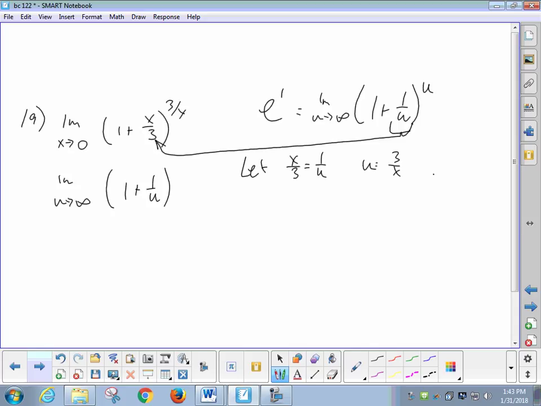Second, 3 over x is equivalent to u. And so this is the straight up e, the 3 actually washed out. The 2, if it was here, it would have been e cubed. Or if it was there, it would have been e to the 1/3. And they really washed each other out.